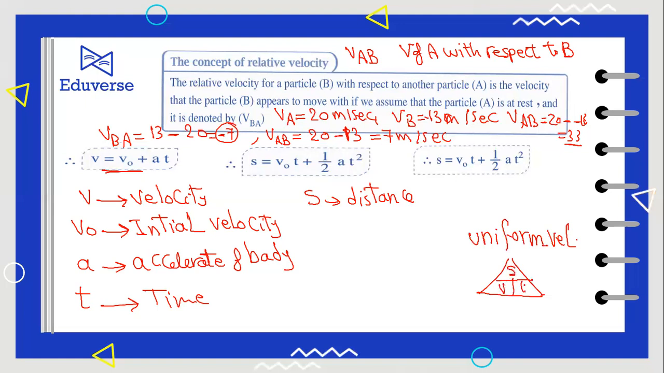Distance, velocity, and time. Distance equals velocity multiplied by time, velocity equals distance over time, and time equals distance over velocity. I use this when the body moves with uniform velocity, no acceleration. When acceleration is equal to 0, I can use this one. But if I have any acceleration or deceleration in the body moving horizontally, I use one of the three rules.